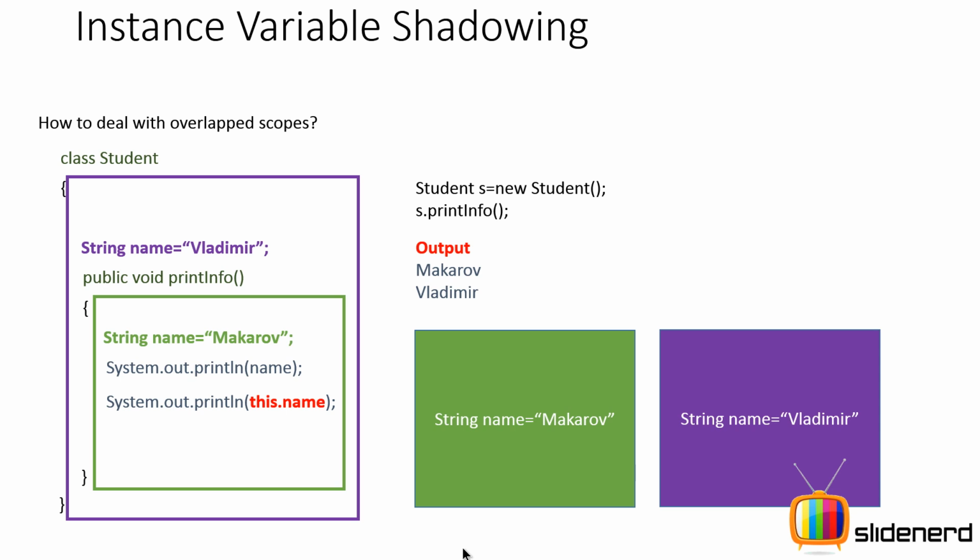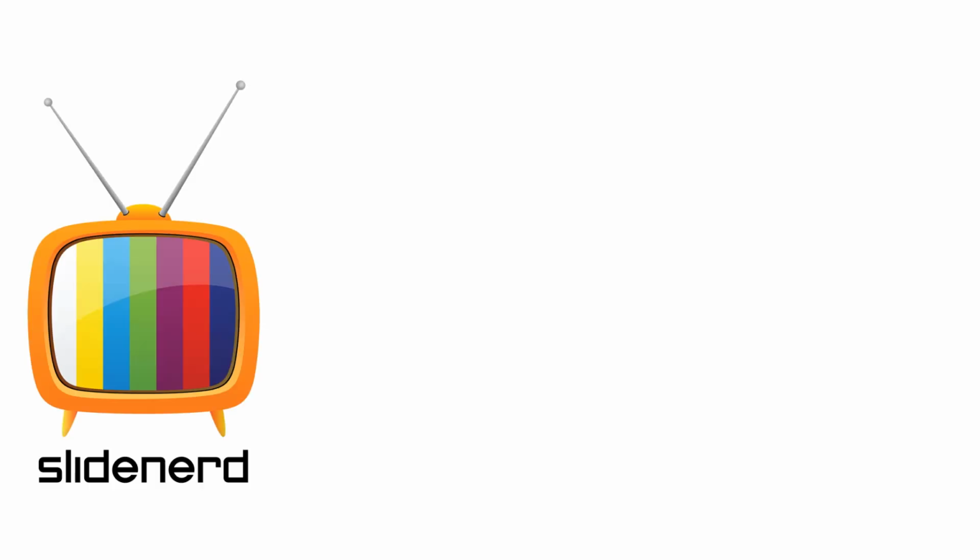Again, we have already discussed this in the previous video. If you guys haven't seen it, please go back and check it out. So hopefully you guys have understood something about how shadowing works and how variable scope works.